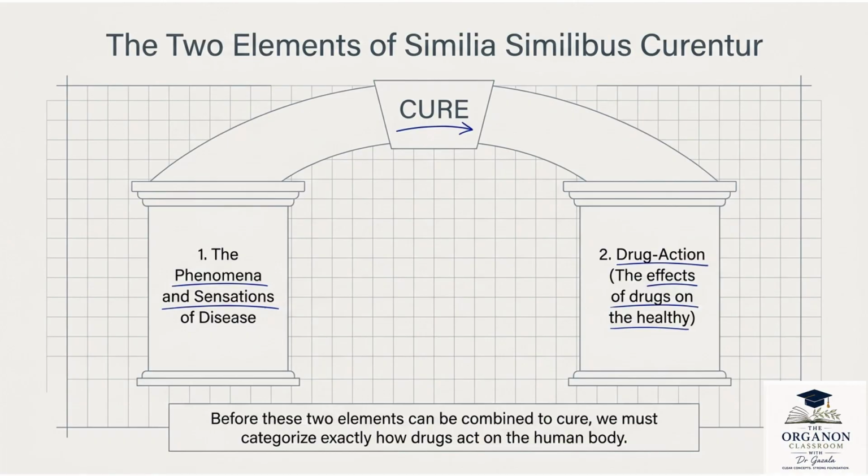Okay, so this principle rests on two essential elements. As you can see, there are the two pillars of this cure. The first pillar is the phenomena and sensations of disease. ठीक है, अब इसका मतलब क्या है that every patient is going to experience and express something as symptoms. Okay, and the second pillar is the drug action, that is the effects of the drugs on the healthy individual. So what is this effects of the drug on healthy individual? It is the drug proving part of it.